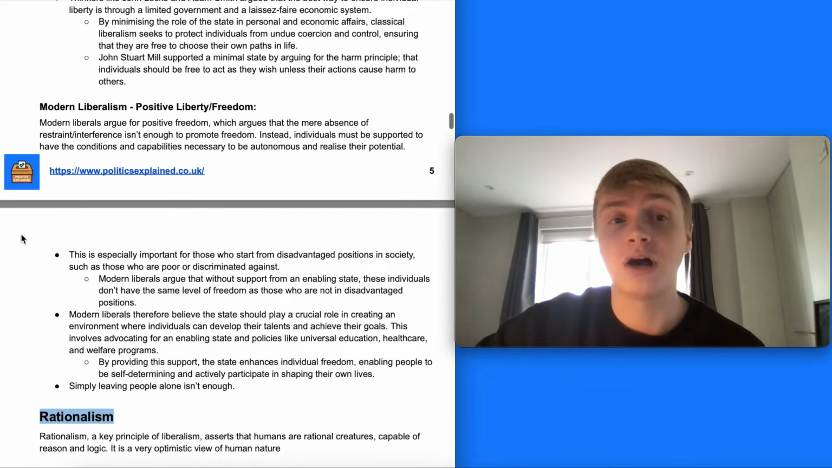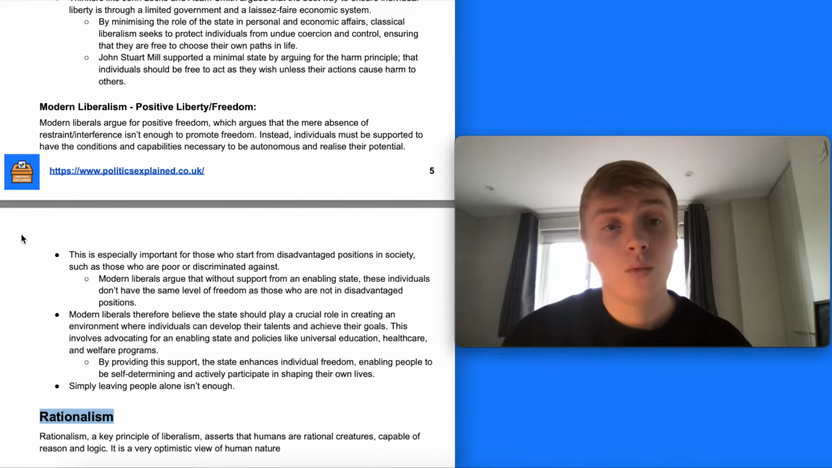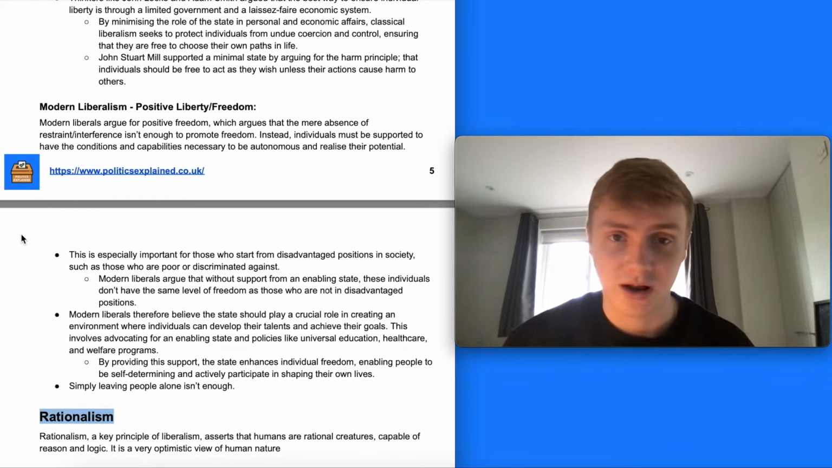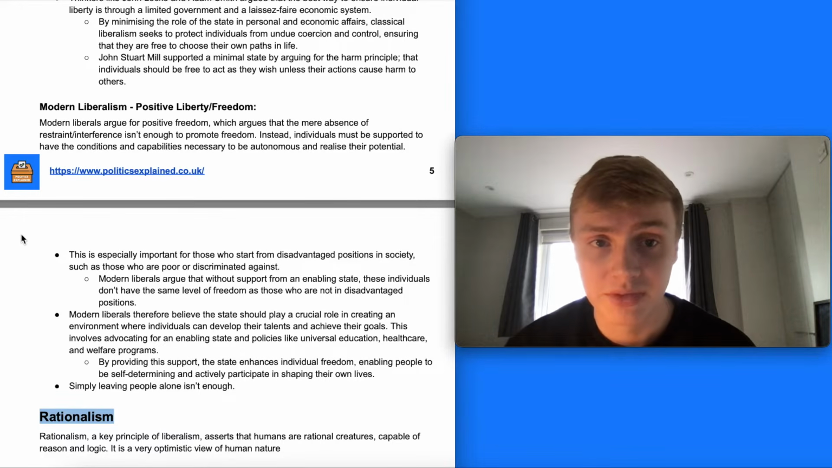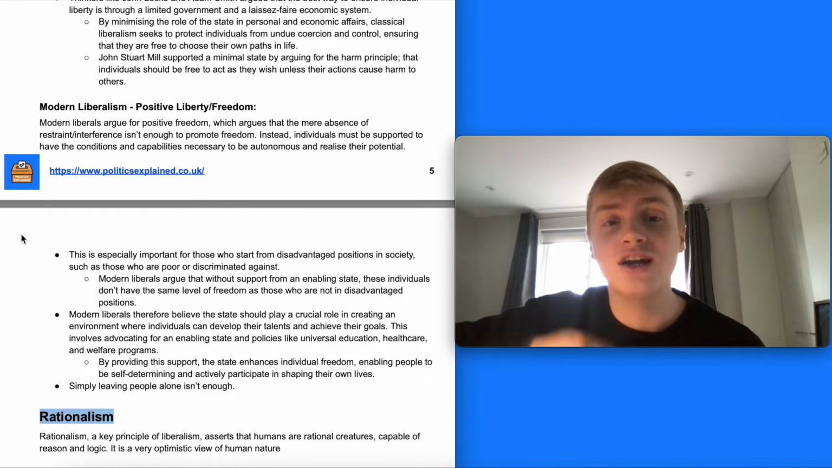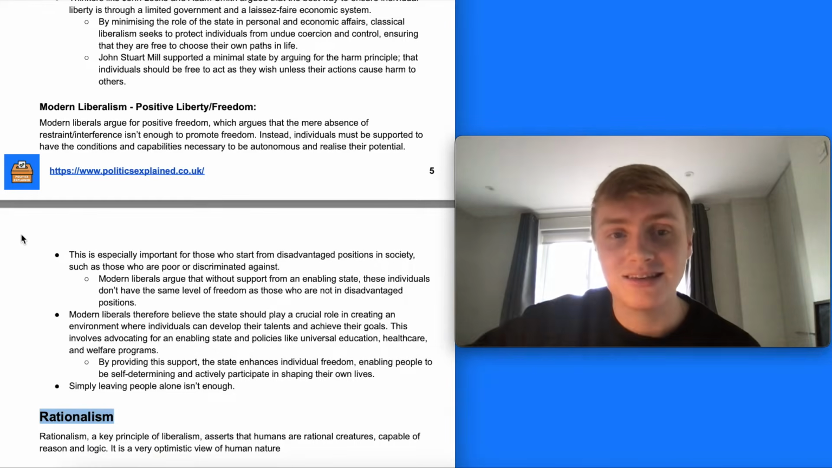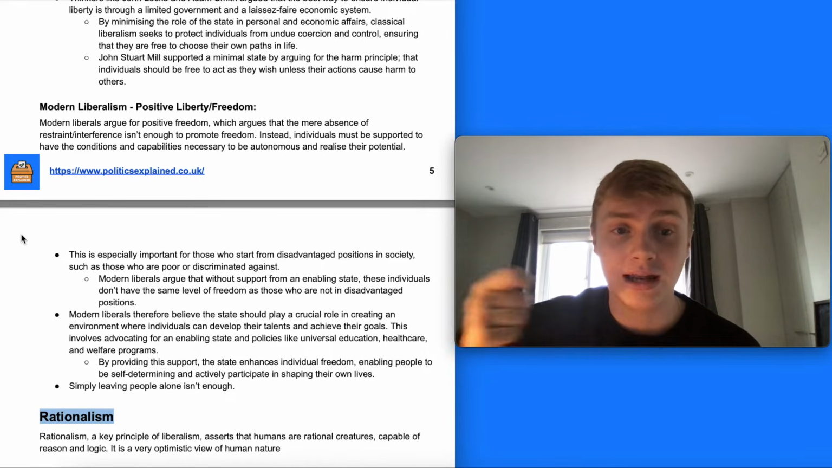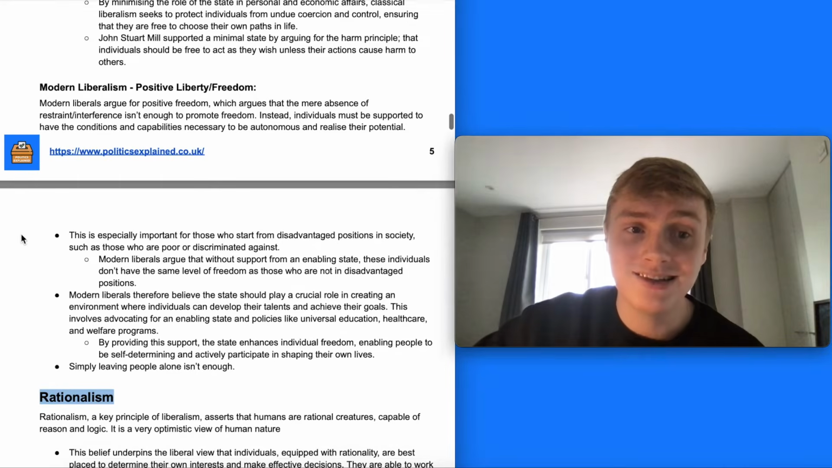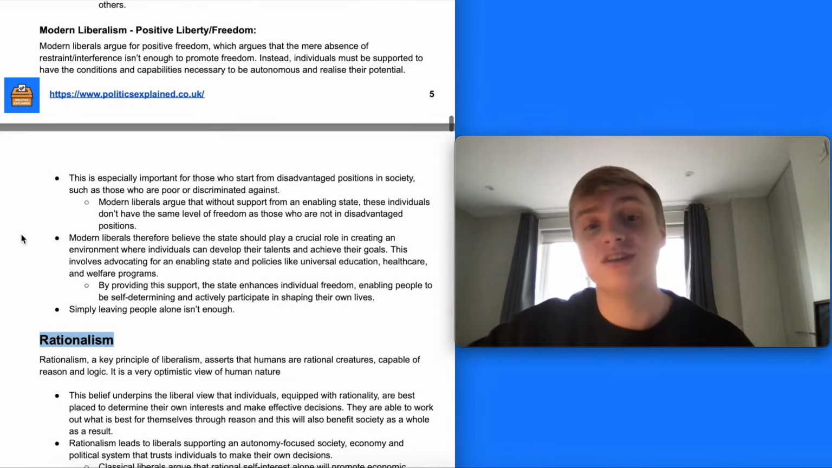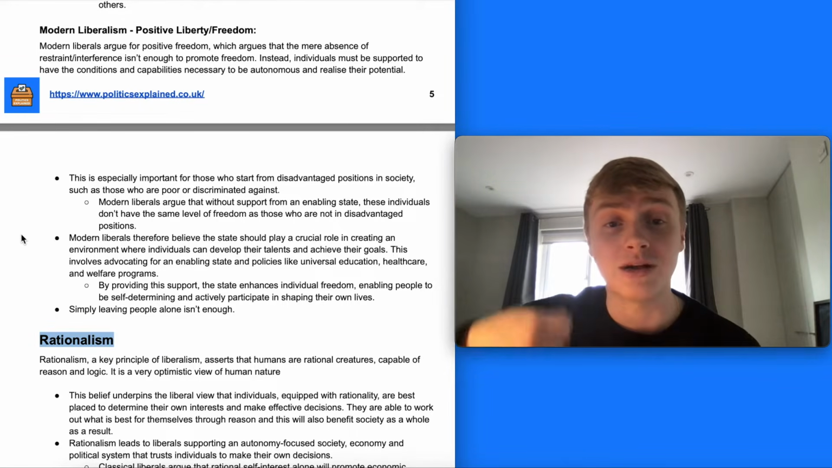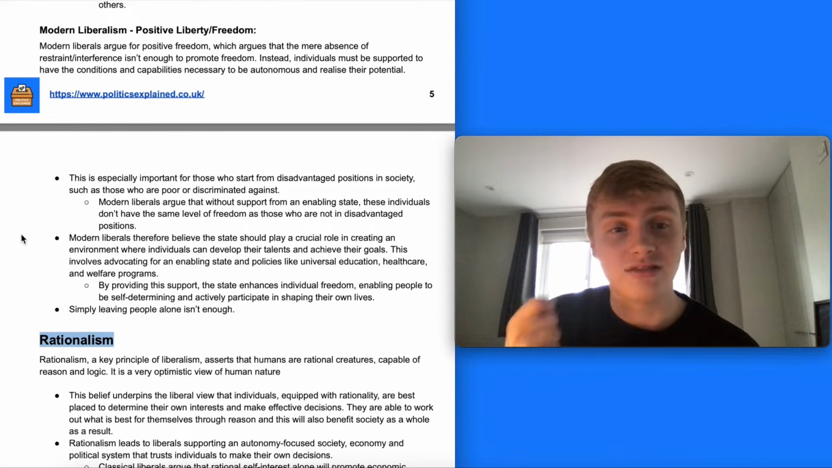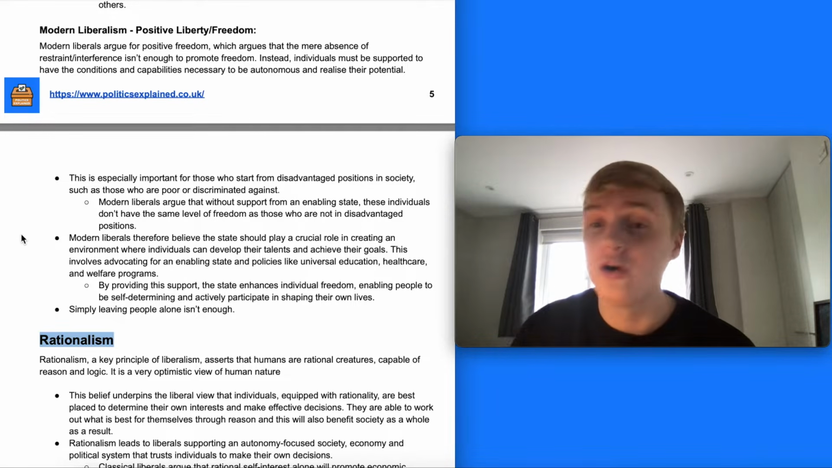Modern liberals, by contrast, argue for positive freedom, which argues that the mere absence of restraint, so negative liberty, just leaving people alone, isn't enough to promote true freedom. Instead, individuals need to have the conditions and the capabilities necessary to be autonomous and realise their potential. And this is crucially important for those who start from disadvantaged positions in society, such as those who are poor and discriminated against. Modern liberals argue that without the support from an enabling state, these individuals don't have the same level of freedom as those who are not in disadvantaged positions.